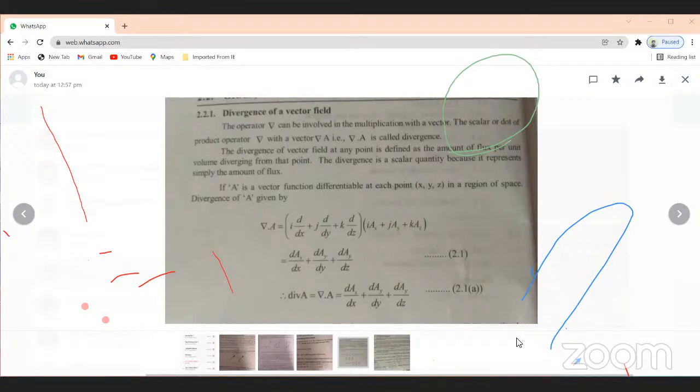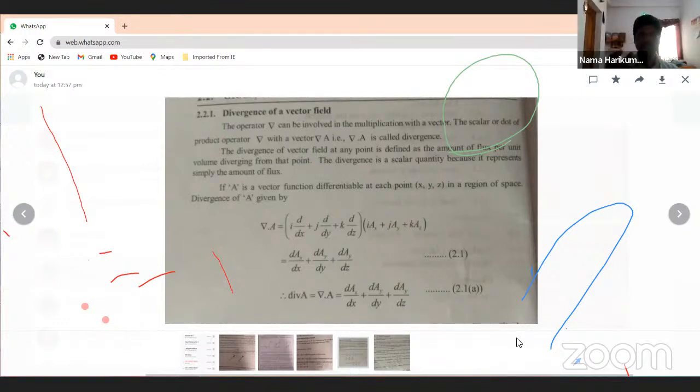Then the next class is gradient and integrals. Okay, so that is the class. Okay sir.